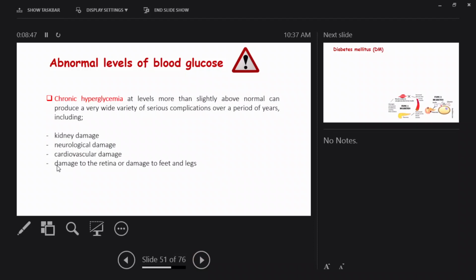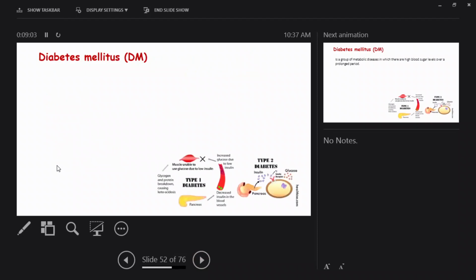So this is called diabetic retinopathy, because of the high amount of glucose. The blood carries all the glucose, so the blood vessels near our eyes contain a high amount of glucose. It can damage the retina.